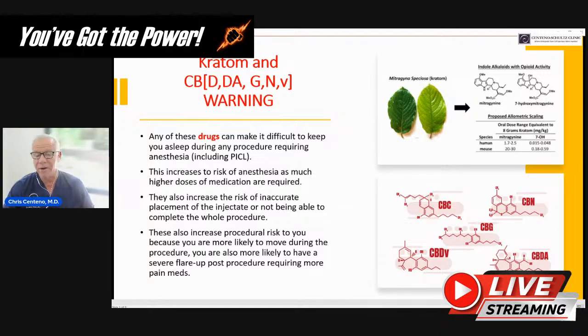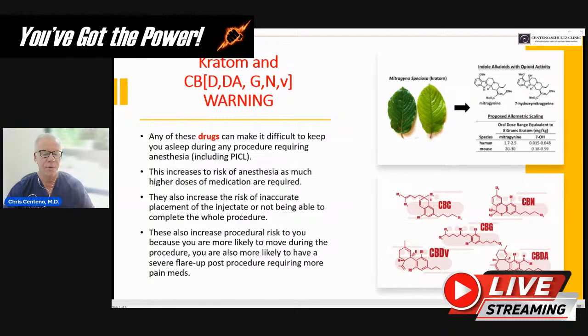Listen, at the end of the day, I don't really have a position on what people take to manage their pain. If Kratom works better or if THC works better, that's fine. But where I draw the line is when these drugs start interfering with the safety of procedures like PICL or any other procedure we do. Because patients are taking them, we're having to give lethal doses of these medications just to try to keep the patient asleep, which then increases the risk of harming that patient with anesthesia, or the risk the patient is going to be harmed because they're moving during the procedure.